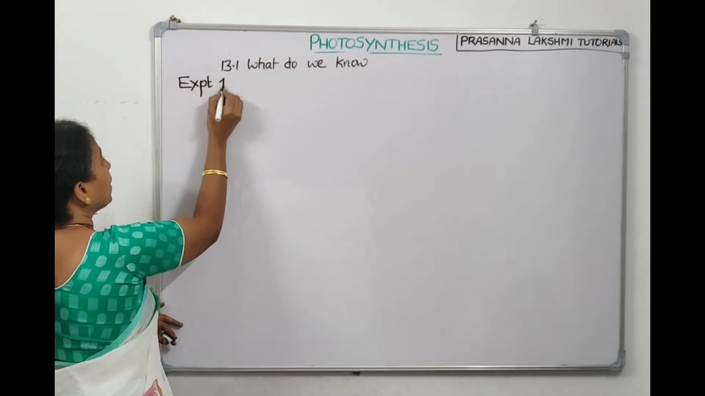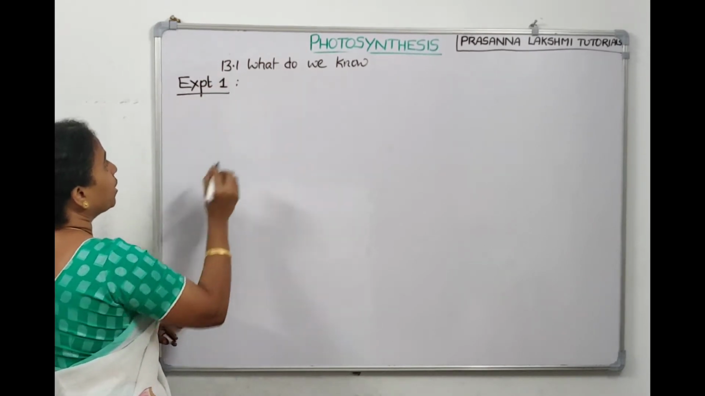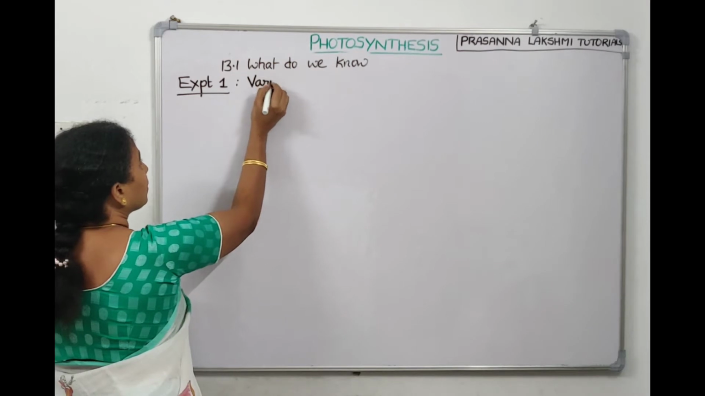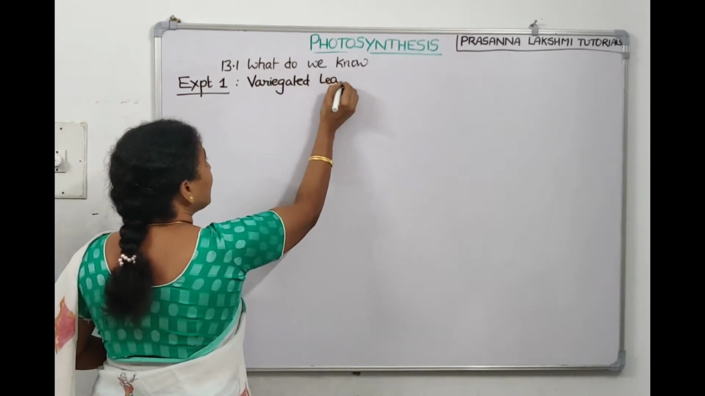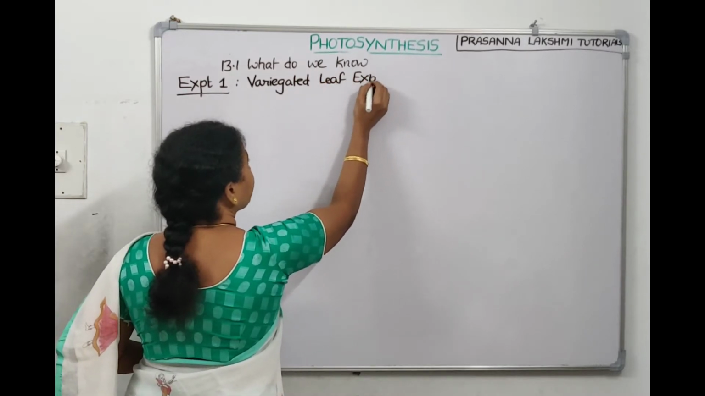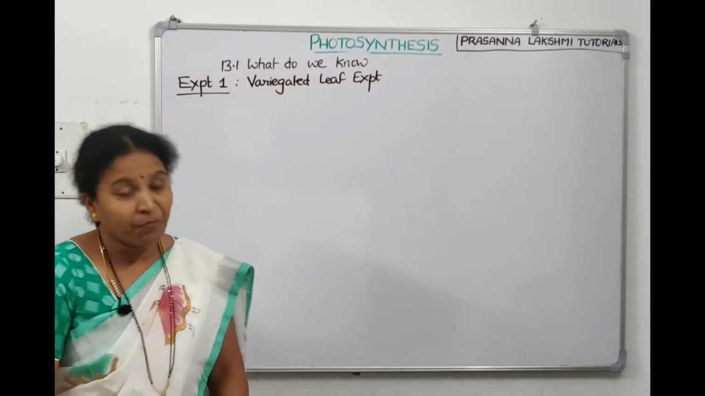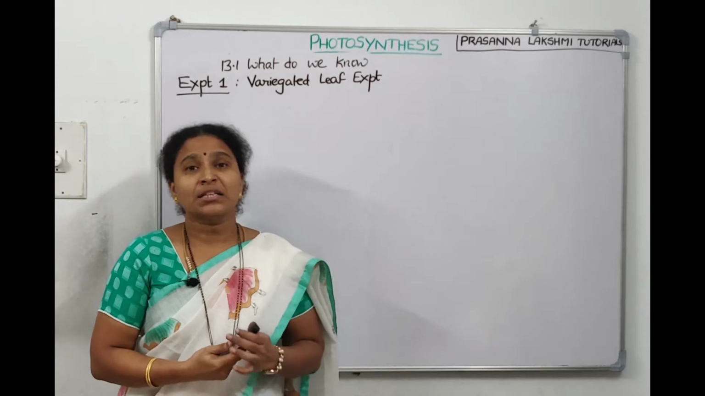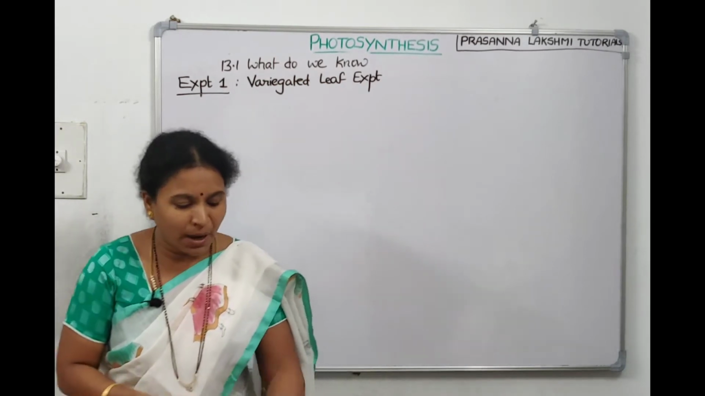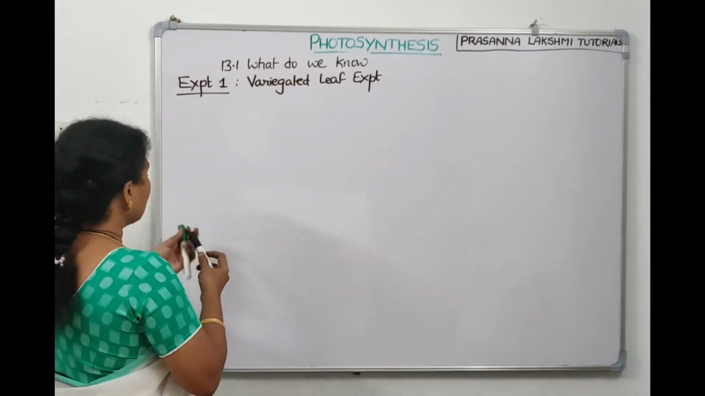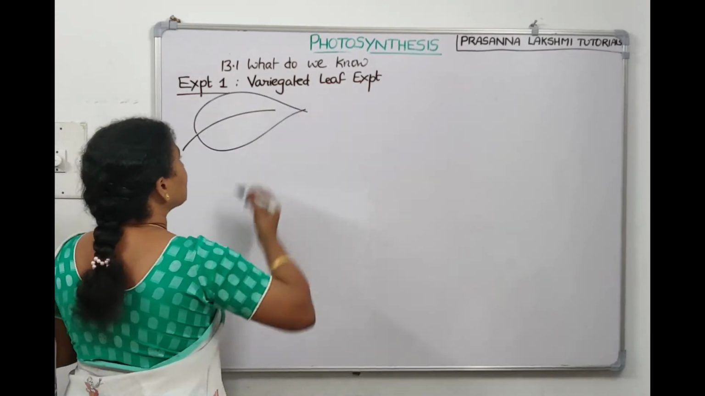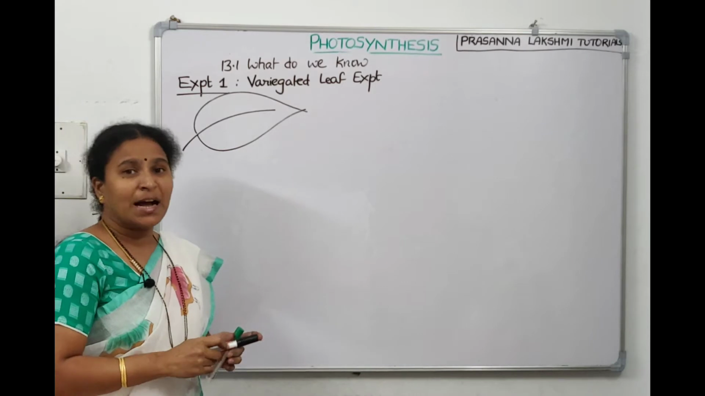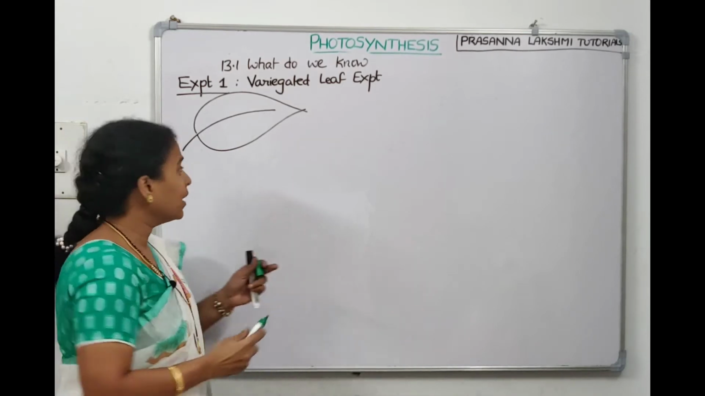Experiment 1 under this topic 13.1 is the variegated leaf experiment. In this experiment, what do you mean by a variegated leaf? A variegated leaf means a leaf which has green color patches and other colors also, like a croton leaf.